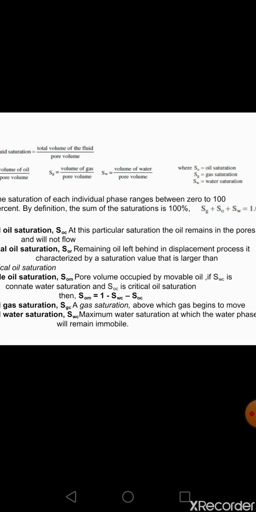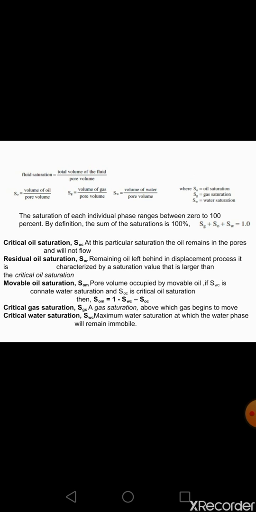So fluid saturation is defined as the total volume of the fluid divided by pore volume. So saturation of oil is given as volume of oil divided by pore volume, Sg is volume of gas divided by pore volume, water saturation Sw is volume of water divided by pore volume. So saturation of each individual phase ranges between 0 to 100 and the sum of all these fractions will be 100. So Sg plus So plus Sw is equal to 1.